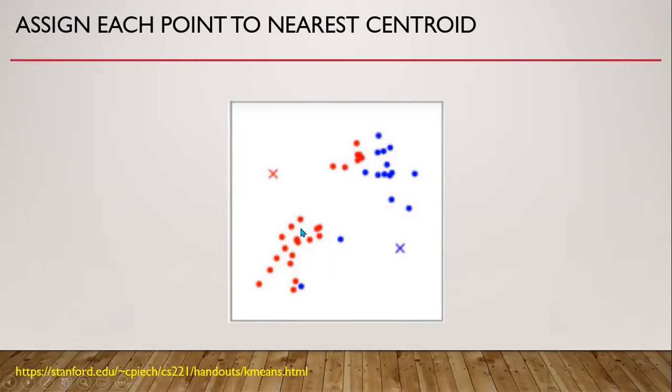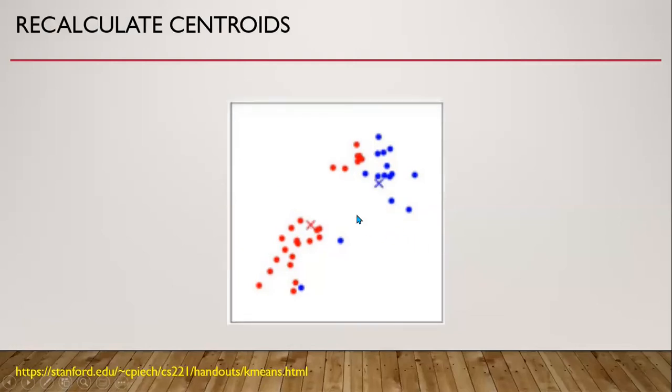So these points are assigned to this centroid and these points are assigned to this centroid on the basis of the distance measure. Usually Euclidean distance is used. Then we recalculate the centroid. So we recalculate the centroid of this cluster in red and we recalculate the centroid of this cluster in blue. So these are the updated centroids.